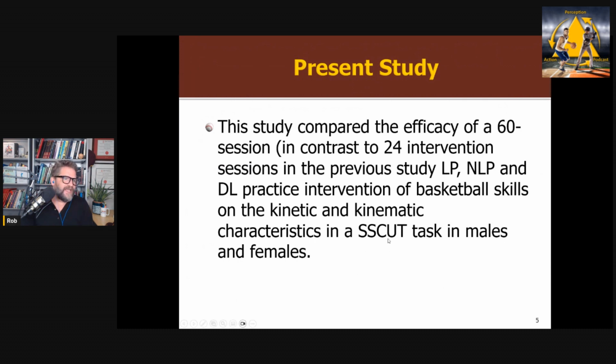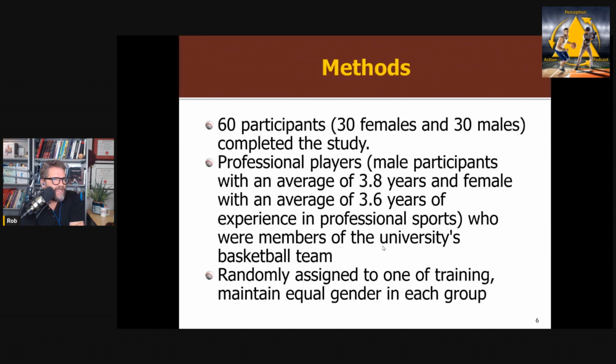The final thing they're going to look at, they're going to deliberately manipulate gender as a factor. So they're going to recruit equal numbers of males and females to see if the results are any different for males and females. Particularly, ACL injuries are a big problem with female athletes. So they wanted to separate that out, right? So they have 60 participants, 30 females and 30 males. They're members of the university basketball team. They were randomly assigned to one of the training groups with equal gender, right? So one male, one female. So it wasn't perfect random assignment, right? It was maintaining gender balance across the groups.